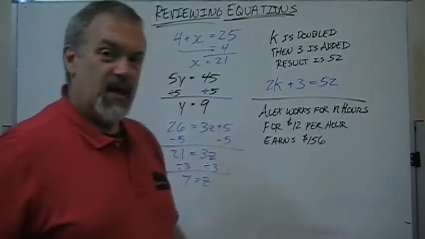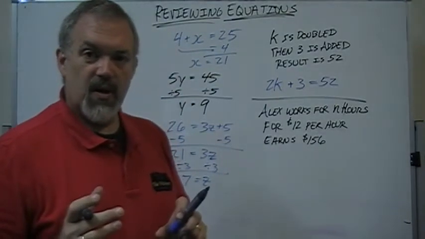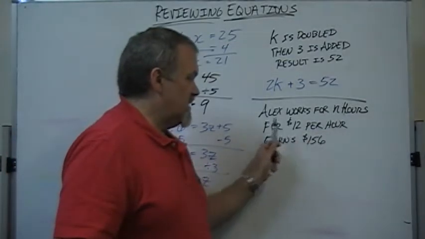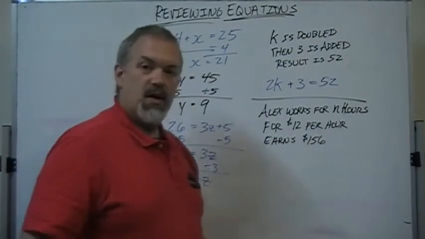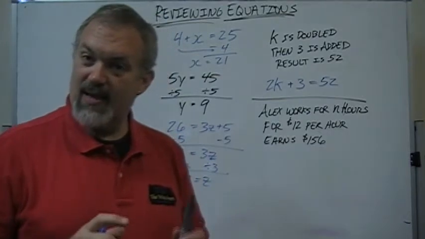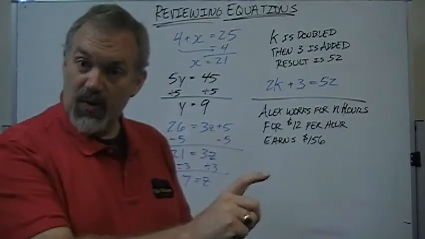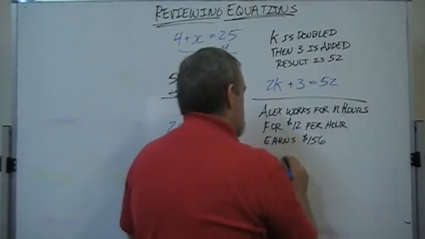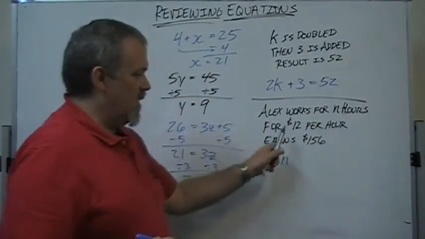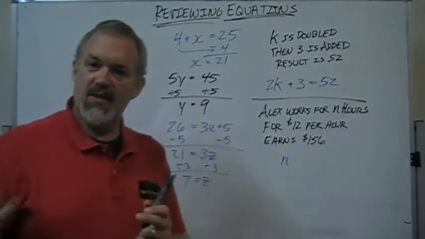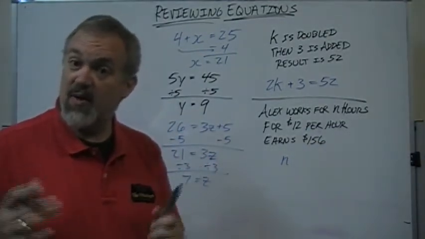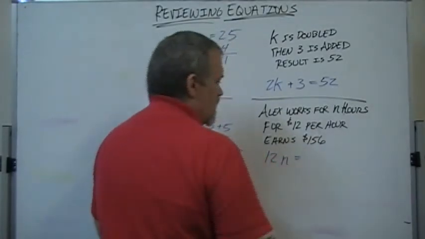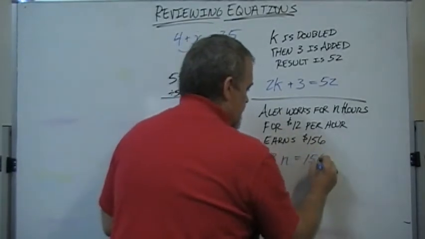Now, we don't have any nice equals language in this one, but I think you can sort of figure that out on your own. So he works for this many hours at this price an hour, and he earns, in this case, that's our key to tell us that it equals something. It equals 156. He works for n hours, and he works at $12 for each hour. So for each of those hours, it makes $12. So that's telling us we have to multiply: 12n. And this tells us it's equal to 156.